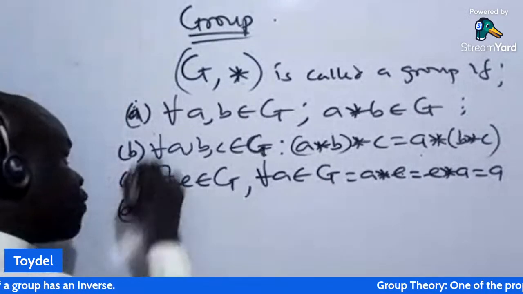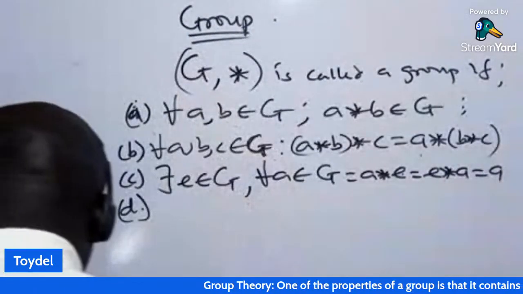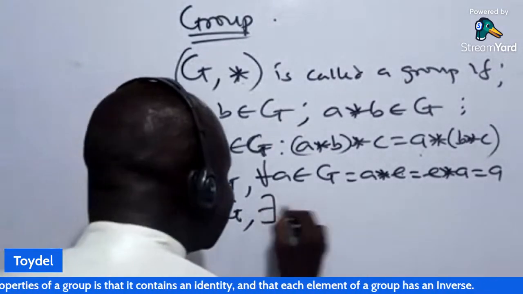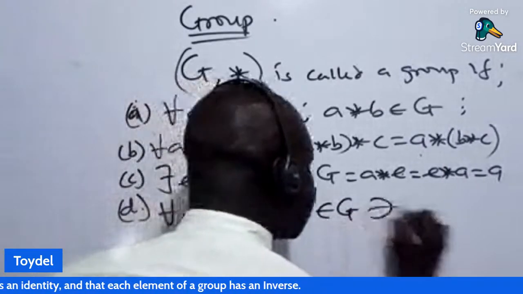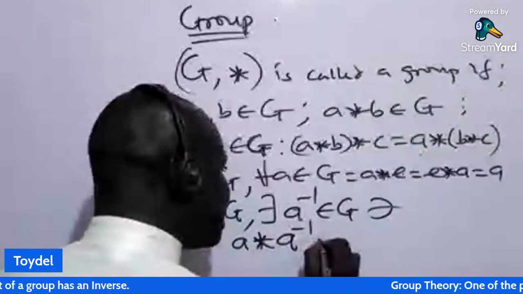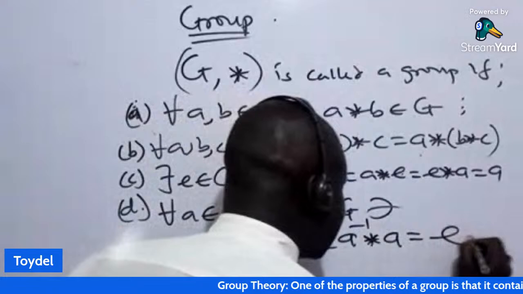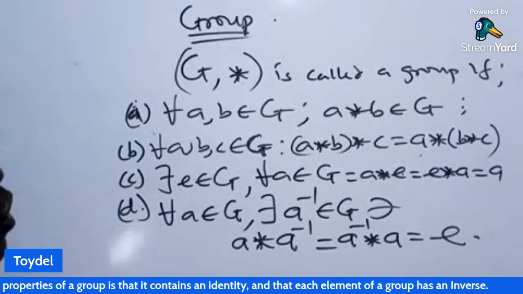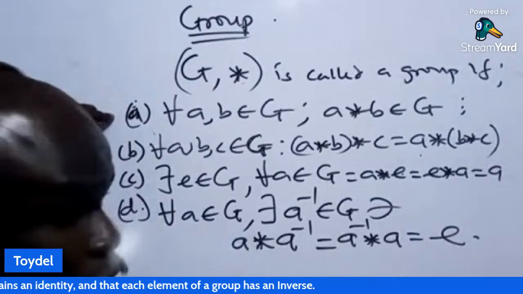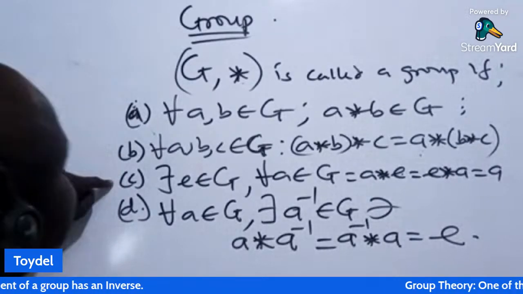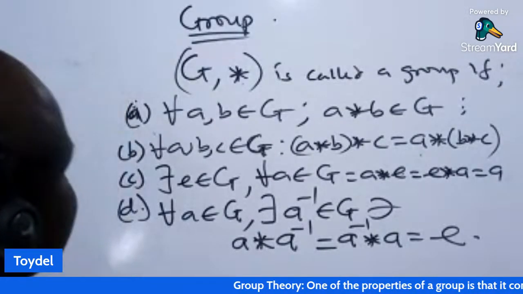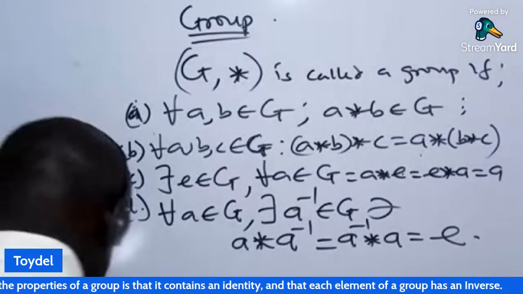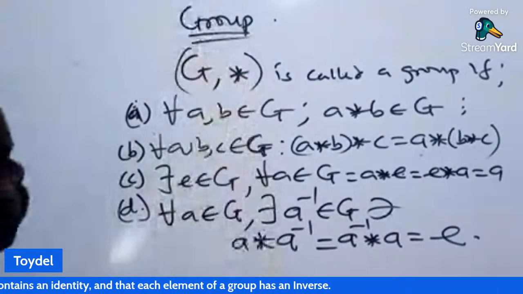The fourth property that will be added now to get a group is the presence of the inverse element. That is, for all A that belongs to G, there exists A inverse that belongs to G, such that A asterisk A inverse, or A inverse asterisk A, must give us the identity. That is, we add existence of inverse elements to a monoid to get a group. So in the case of a group, there are 4 properties that we check: closure, associativity, existence of identity elements, and existence of inverse elements. If these 4 properties are satisfied, then G, asterisk is called a group.